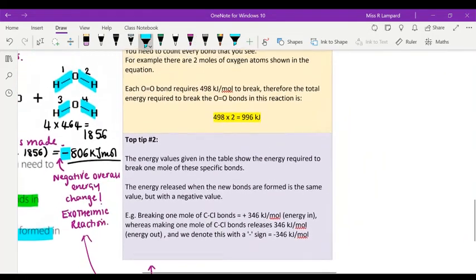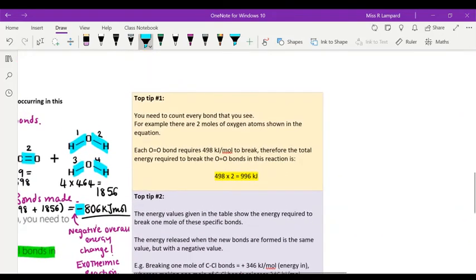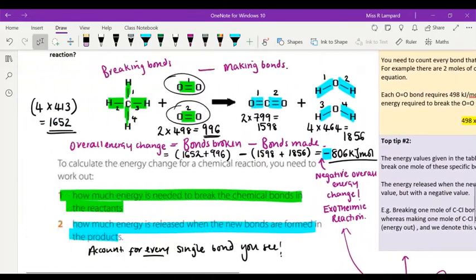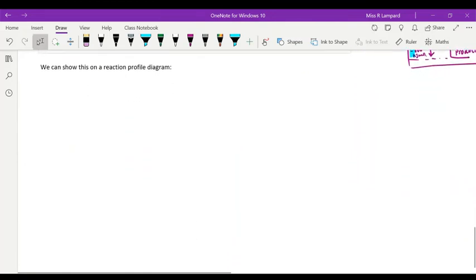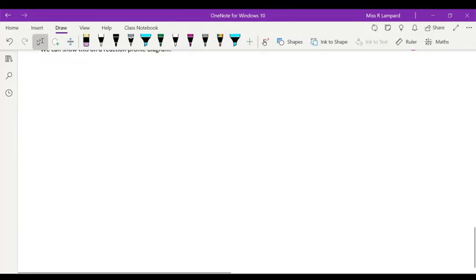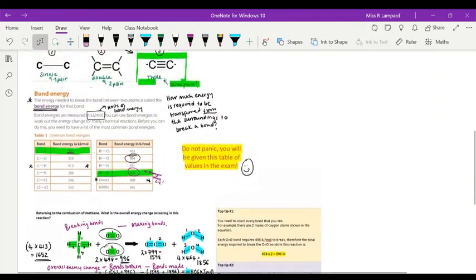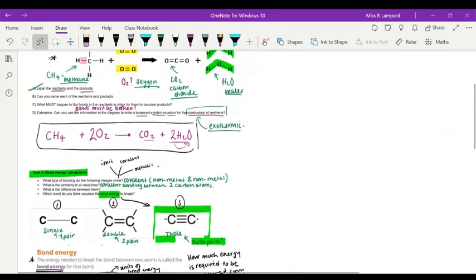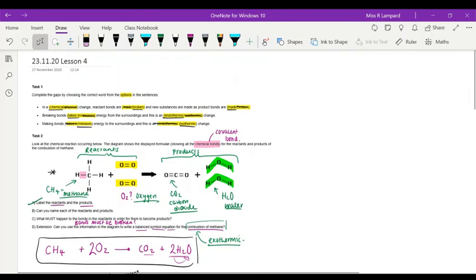So I've left you with some top tips. Do have a look over these to help you with these questions. I've just sketched that reaction profile diagram over there. So have a watch of the video, and then I will add some questions below for you to have a go at. Please do complete those questions by the deadline on this assignment. So I hope that helps there for you.